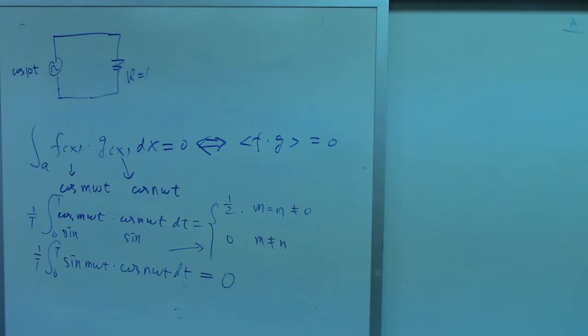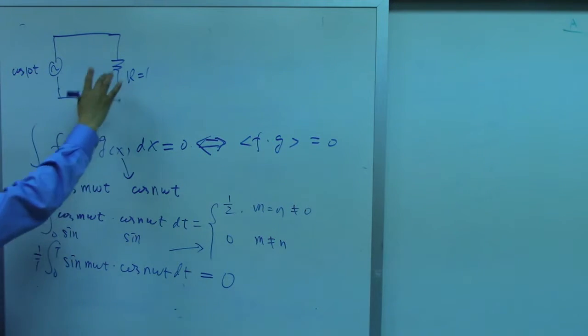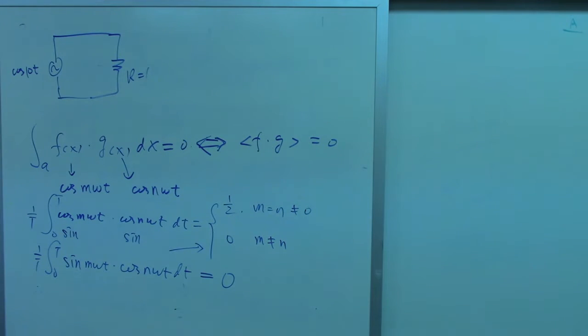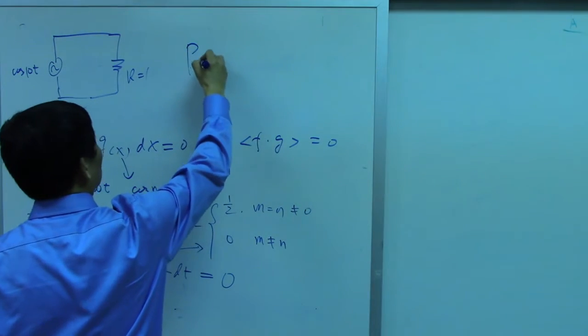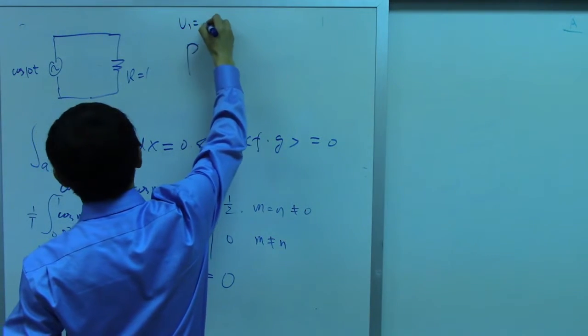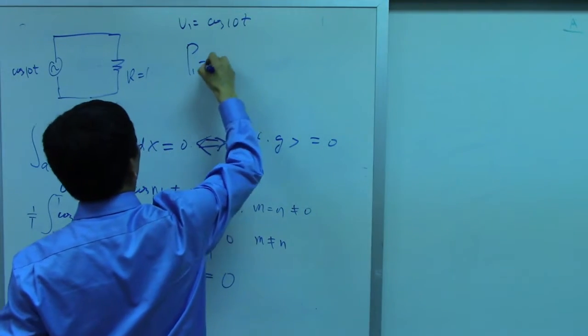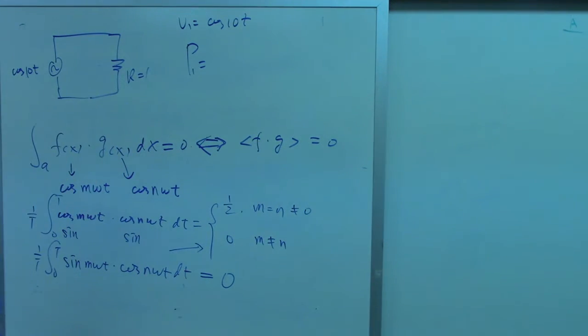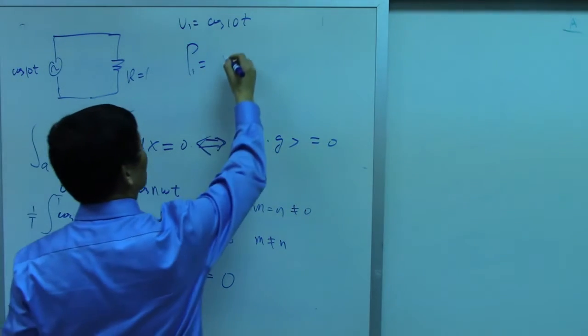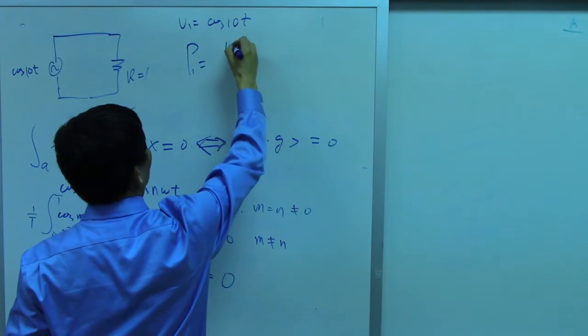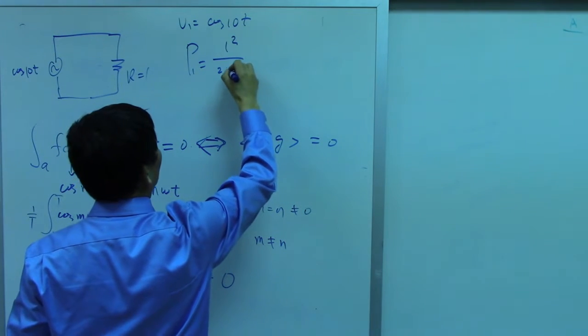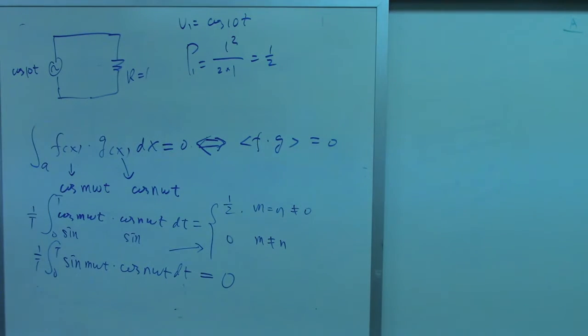You know this from AC circuits. This is just the cosine sinusoidal signal, and we apply it as a source to the load. The load resistance equals 1 ohm. What is the power on the load? So for V1 equals cosine 10t, P1 equals V squared over R divided by 2, because this is AC. So V1 is 1 squared over 2 times 1, so that equals half. We know this, right?